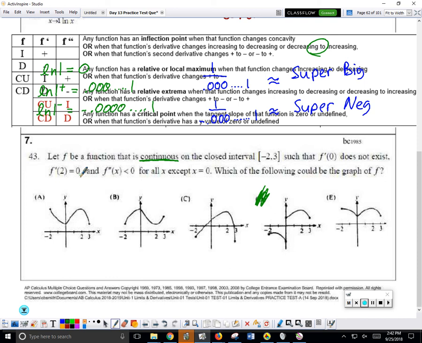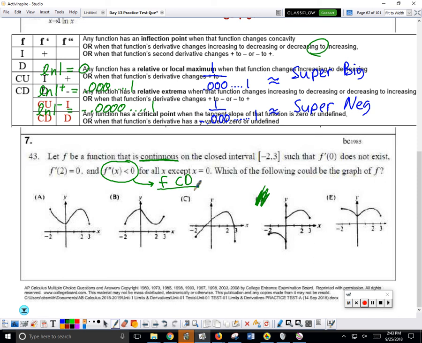And then for f double prime, it's negative. And so I said that it had to be concave down. So f would be concave down. Right. So you have successfully figured out that this clue is telling you that f must be concave down.